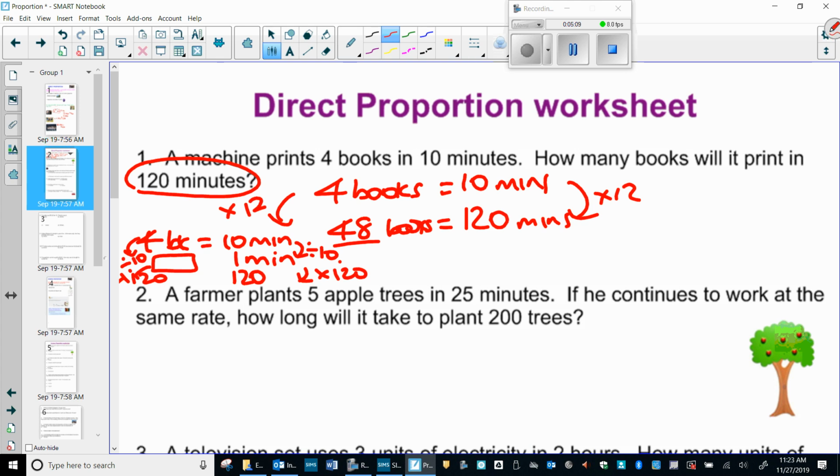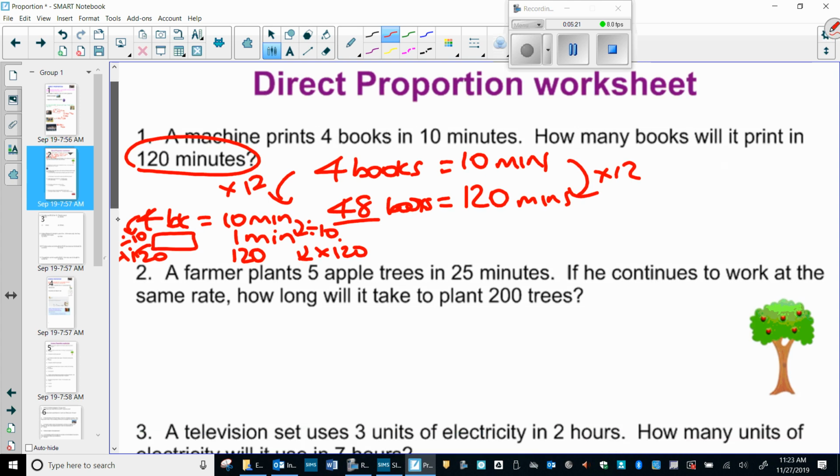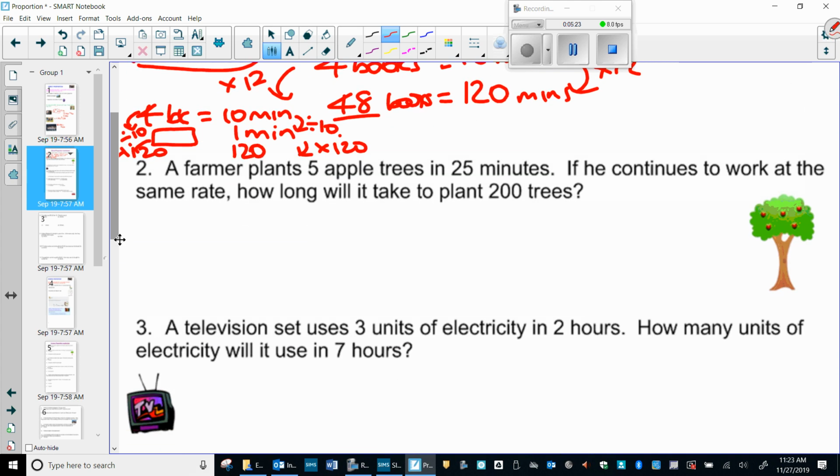Yeah, Miss Harrison, I have another method, but I'm not sure if it will work. Okay, go for it. Can I come show it? Please do. Do you want to do it for the farmer? Yeah, I'll do it for the farmer. Sure. So, mine's like, if you plant 5 apples in 25 minutes.